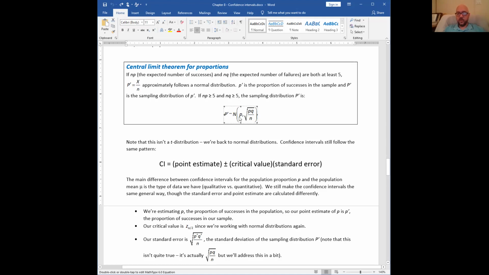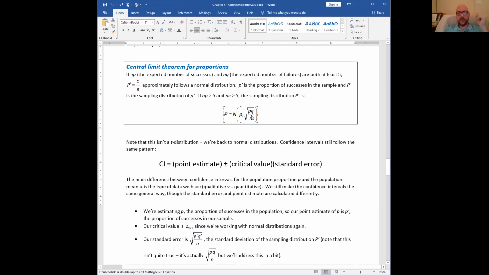It's normally distributed with a mean of little p, the population proportion, and a standard deviation of this, the square root of pq over n. This is not a t-distribution, this is a normal distribution, so we're back in normal distribution land. Now, all that being said, we're still doing this. If we are attempting to estimate the population proportion, then we will use the sample proportion as our point estimate. Our critical value, well, we're back to normal distributions, so we're back to the z alpha over 2's again. And for the standard error, that's this, square root of pq over n.